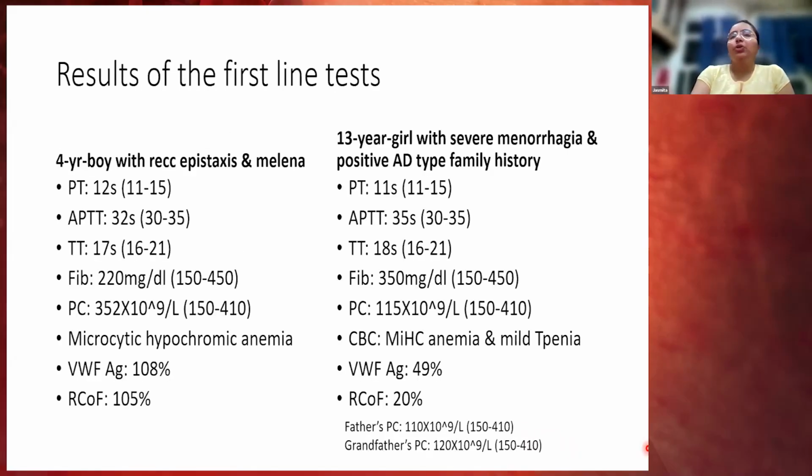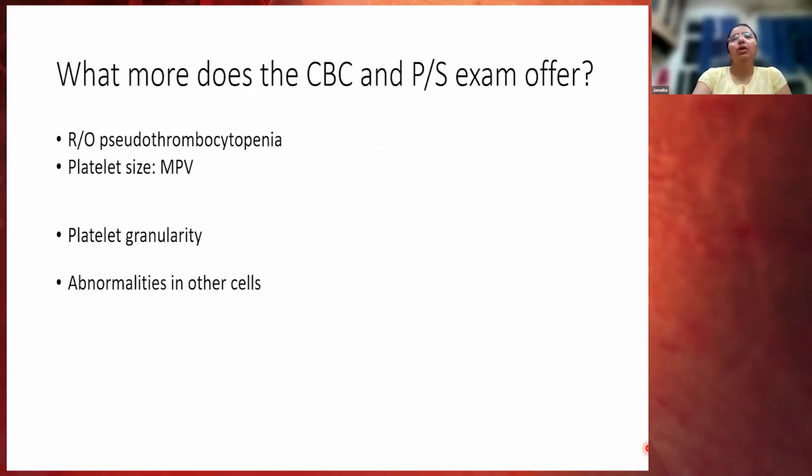So what does this tell us? That we do have something in the autosomal dominant phenomena. We haven't tested the father and the grandfather for the VWF antigen in the record. So we may still be looking at a von Willebrand disease, maybe the type 2B where there is thrombocytopenia.